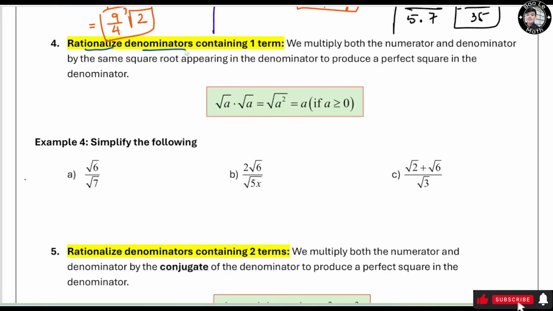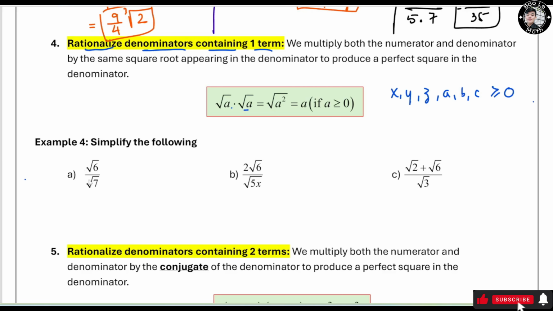Rationalize the denominators containing one term, right? So we're going to multiply the top and the bottom by the denominator, right? So remember, we have the formula square root a times square root a is going to be square root a squared, and it's going to be a for a greater than or equal to 0. Now we assume that all variables in this lesson are non-negative, right?